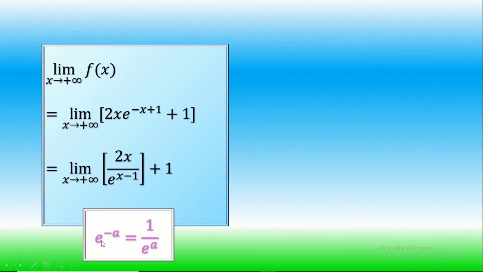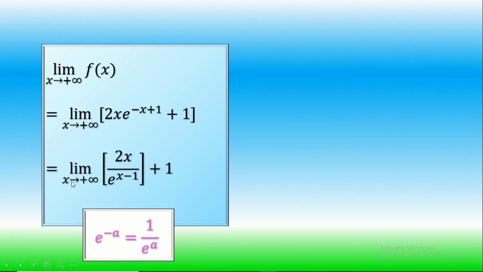We have a rule that exponential minus a is equal to 1 over exponential a. Well, what about exponential minus x plus 1? Isn't it exponential? Take minus as a common factor. What remains? X minus 1. Since we have here plus is minus times minus. Then we can write it as 1 over exponential x minus 1.